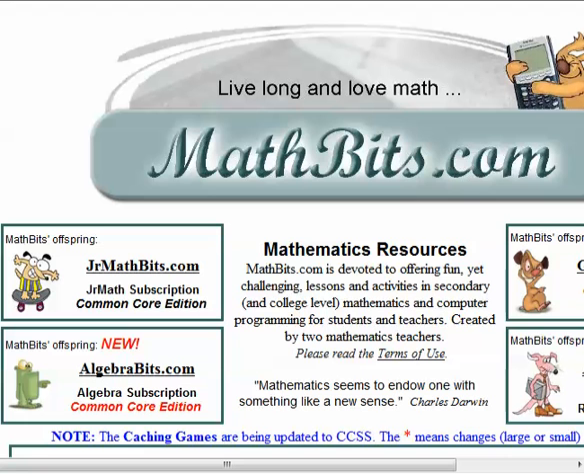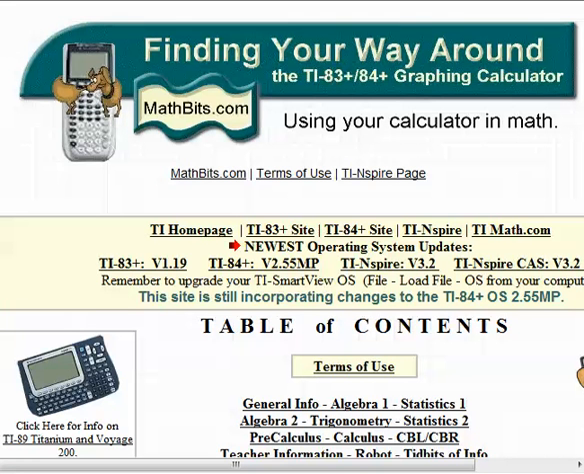So mathbits.com, scroll down just a little bit, find TI 83 plus, 84 plus, that's close enough, that's where you're at. This is where you click to get started using your calculator. You will find tons and tons of stuff in here to look at. There's all kinds of things from a scavenger hunt to how to use them on your graphing calculator. So when you need to know how to use your calculator, come to mathbits.com.